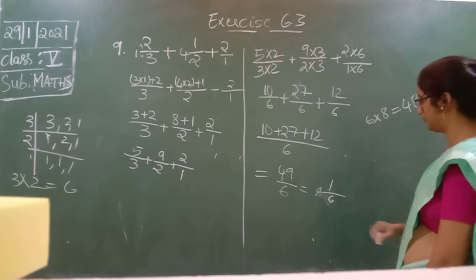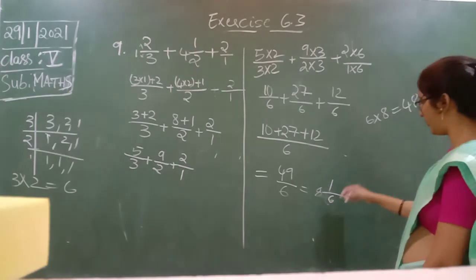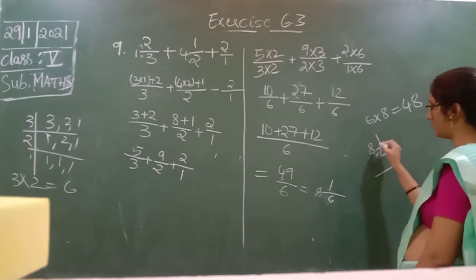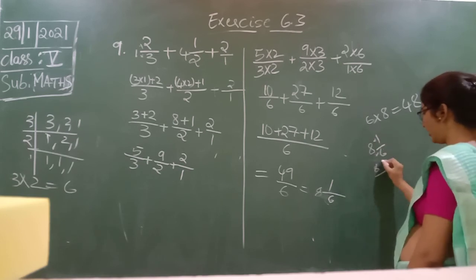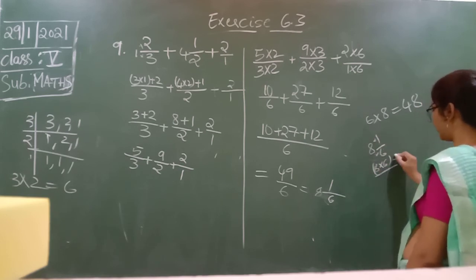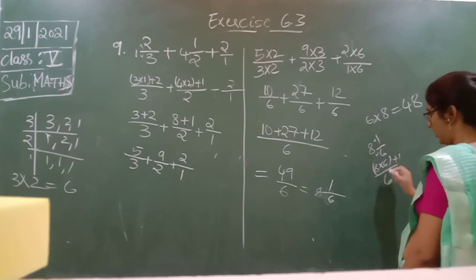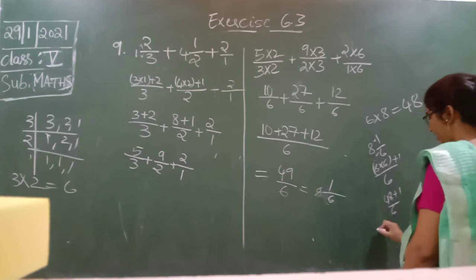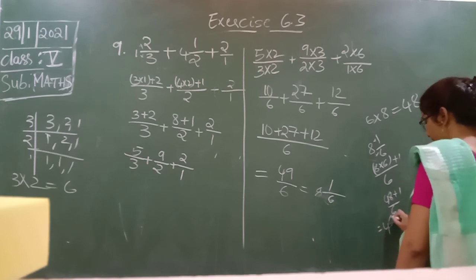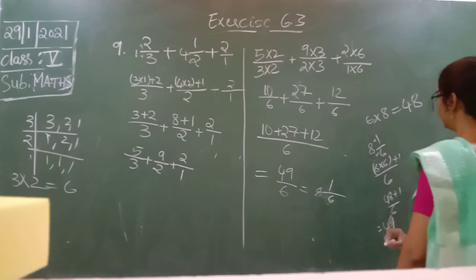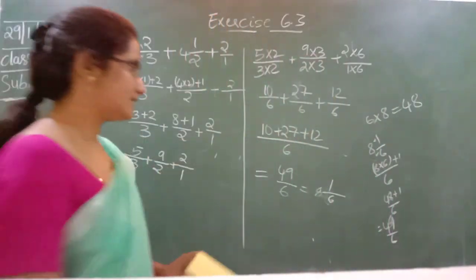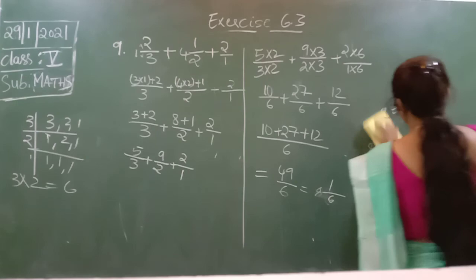6 eights are 48. Now convert this back into an improper fraction to check. 8 1 by 6 means we have to multiply and add. 8 into 6 plus 1. 8 into 6 is 48. 48 plus 1 by 6. The answer is 49 by 6. So 8 1 by 6 is the answer.